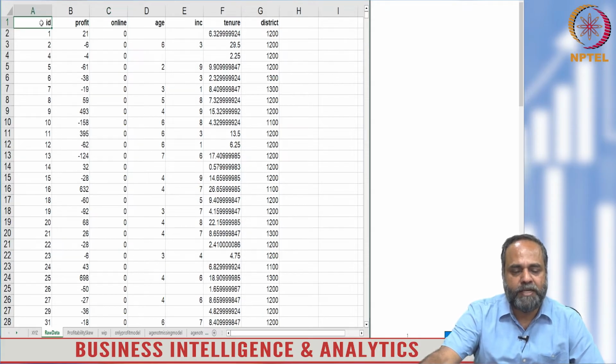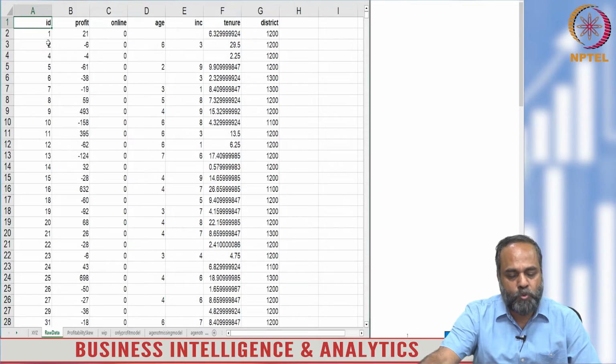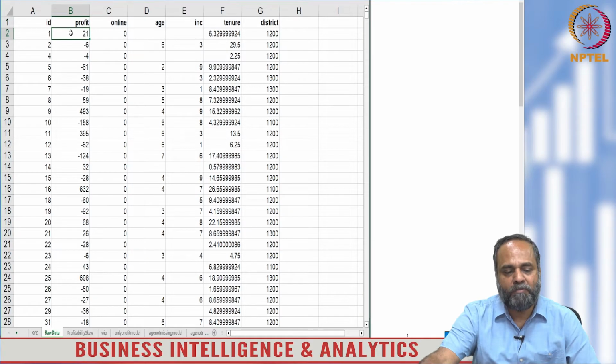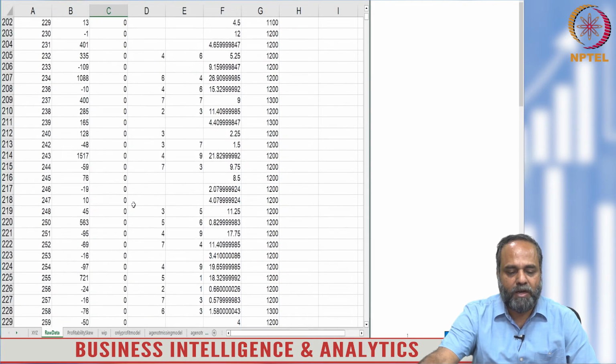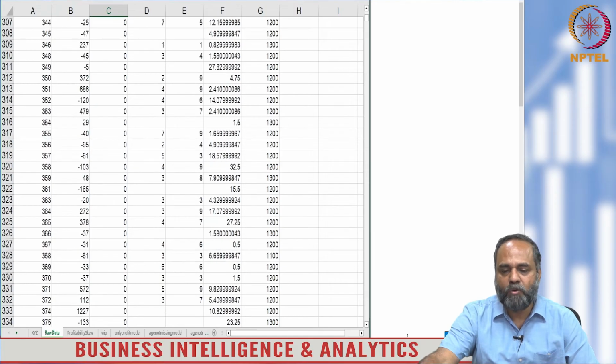So you can see in this spreadsheet the ID of each customer, which starts from 1, and profit. At first look itself we can see some customers make a profit and some customers make a loss, because there are negative values. So there are both profitable and loss-making customers in the customer base, and some customers are online, some offline. 0 means offline, and customers who are online have the code 1.